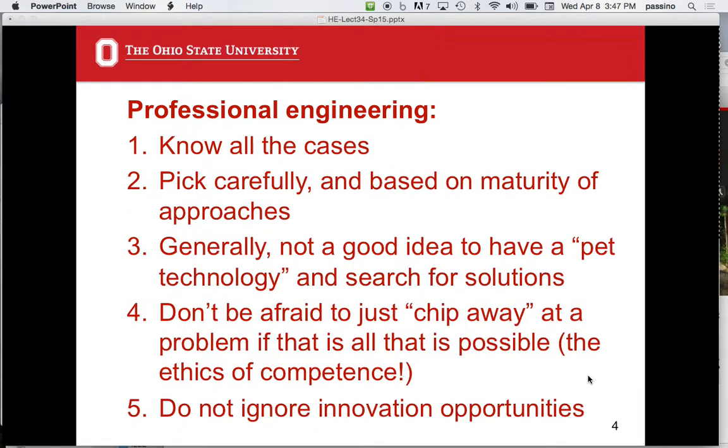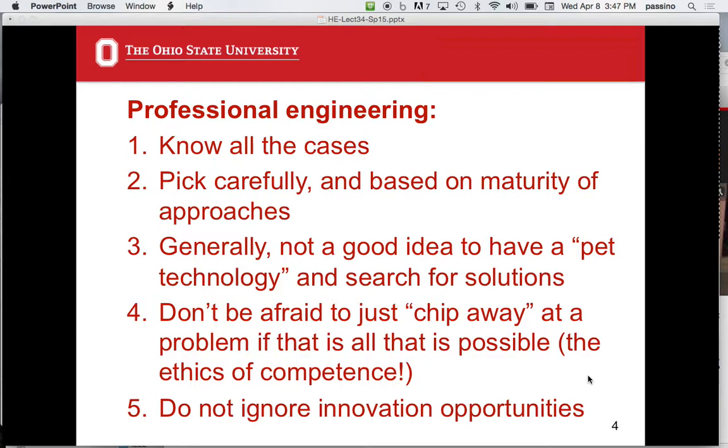Okay. Now, as a professional engineer or a professional humanitarian engineer, you've got to know all these cases. That is a challenge. Okay. Then you pick based on the maturity of the approaches. Generally, it's not a good idea to have a pet technology and then search for solutions. In other words, have a solution looking for a problem. That's generally a really, really bad idea.